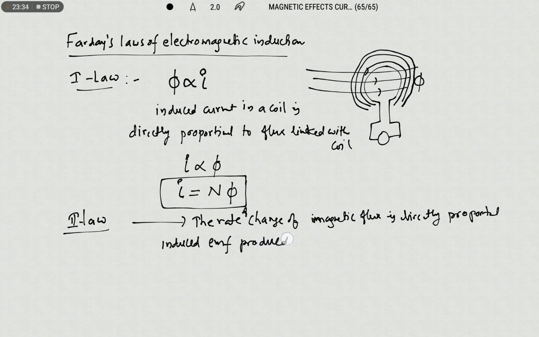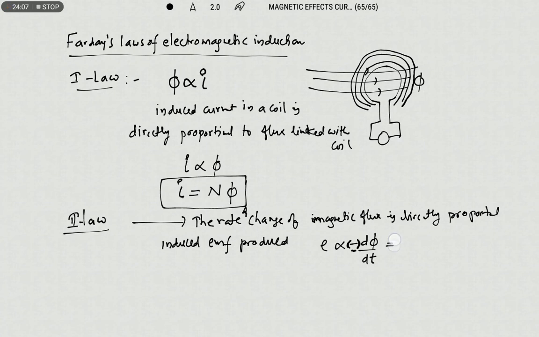Induced EMF produced. That is, we can write E directly proportional to minus d phi by dt. Sir, why are you writing this negative sign? What is the importance of the negative sign? We will discuss later. This negative sign represents that the rate opposes the induced EMF. So according to Lenz law, we are going to study the direction of induced EMF.